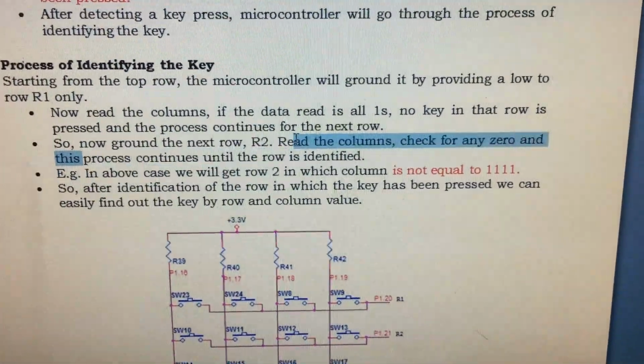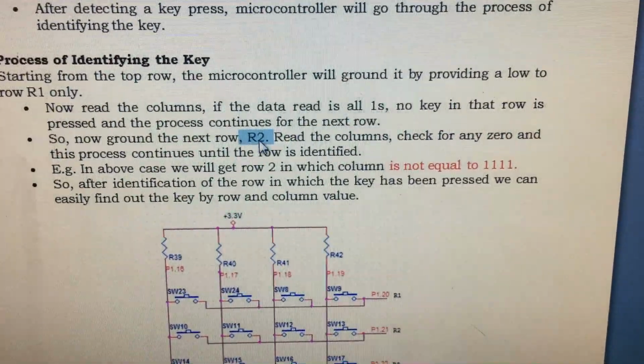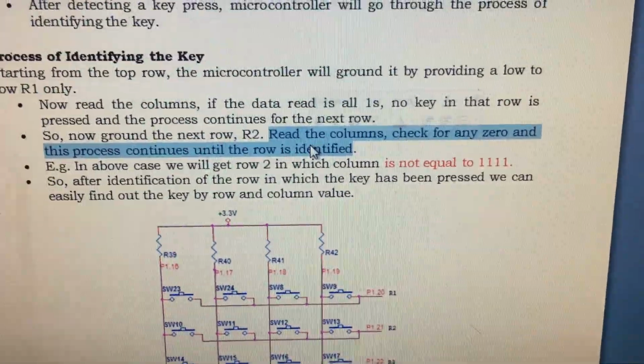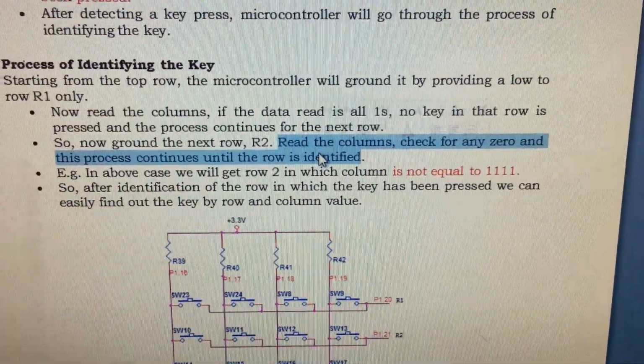Now ground the next row. First you ground R1, now ground R2. When you ground R2, read the columns. So keep reading each column one by one. Check for any zero. If there is a zero in a particular column, then check it.